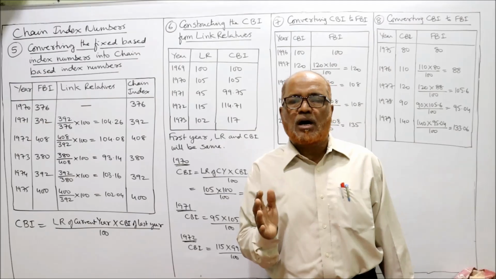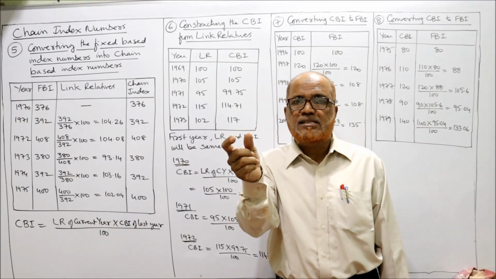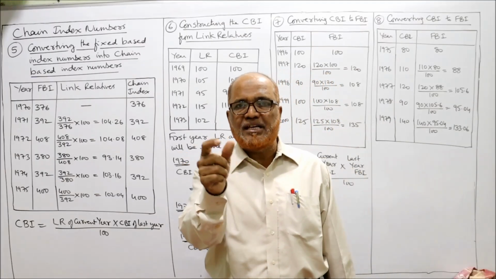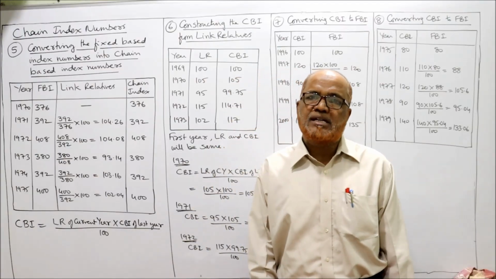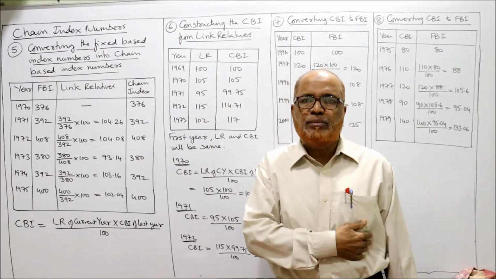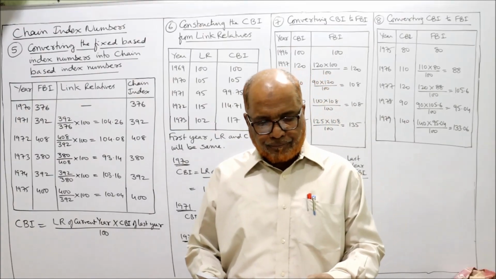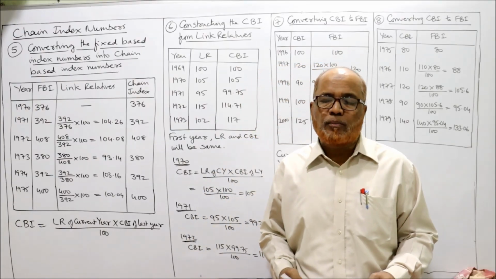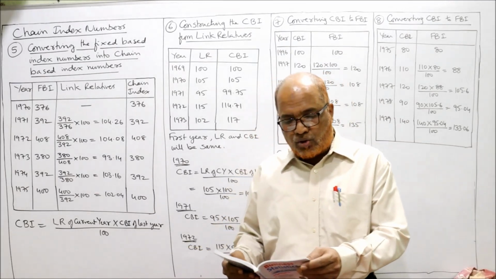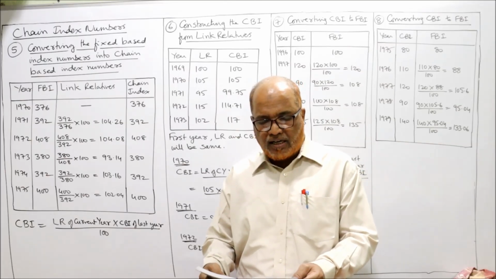So now our problems are converting the FBI, fixed base index, into chain based index, CBI. The problems are regarding converting the FBI into CBI or CBI into FBI. Now, see problem number 5. Hope you got the problems from the link under my description. The fifth problem I am reading out: convert the following fixed base index numbers into chain index numbers.